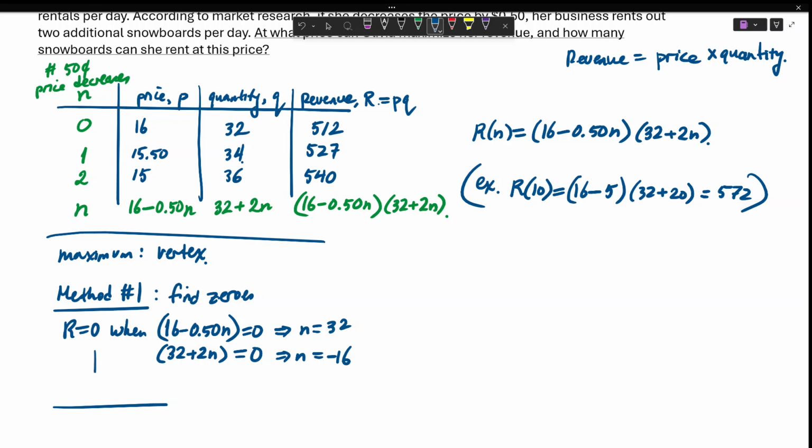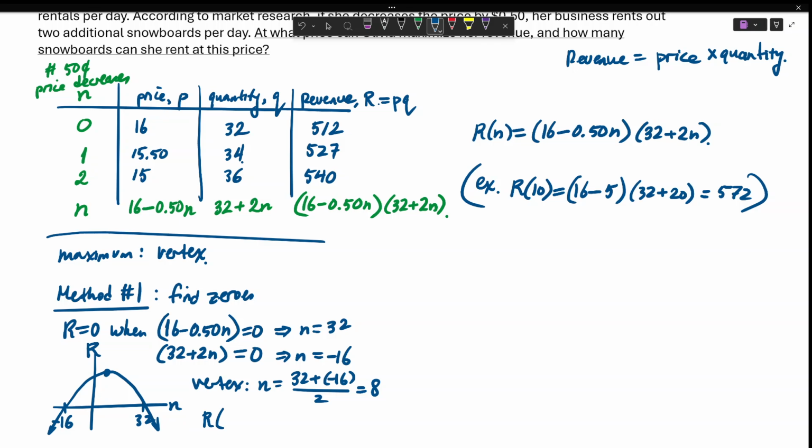So you can imagine we have our n-intercepts here. Revenue is on the vertical axis. It looks something like this. Where's the sweet spot? It's right here. Okay, so the vertex, the n coordinate is going to be the average of these two, which is going to be 8.